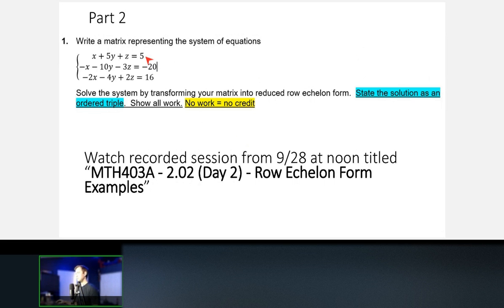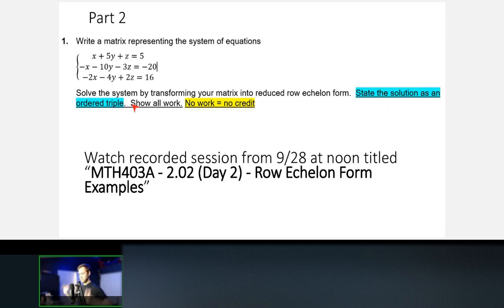Again, I haven't uploaded the document yet. I will upload it later today. I just want to work these problems out just to make sure I don't have any issues with the equations that I created. So yeah, it says solve the system by transforming your matrix into reduced row echelon form. State the solution as an ordered triple.